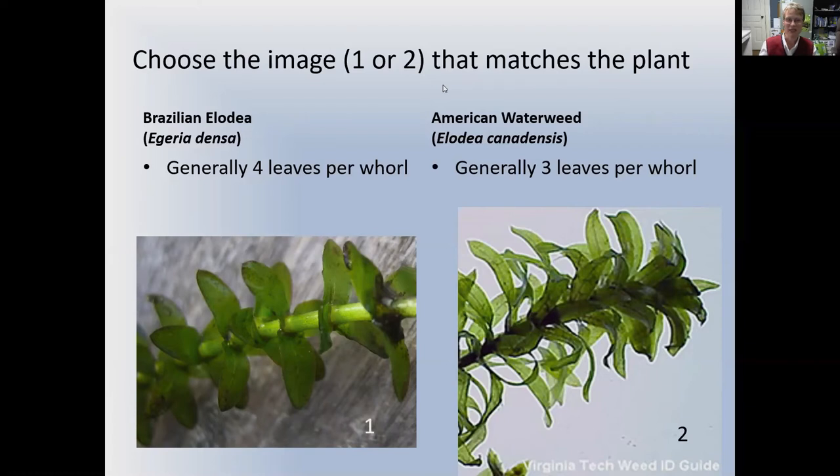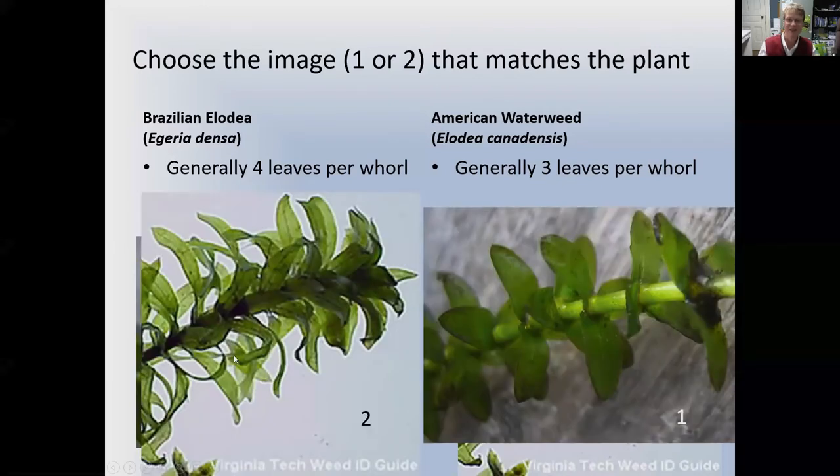So again, we're looking for Brazilian elodea, which generally has four or more leaves per whorl, and American waterweed, which will have three leaves per whorl. And again, the whorl is what goes around the stem. The Brazilian elodea is the one that was number two, and American waterweed is number one. That's how this is going to go, just a fun way to warm ourselves up.